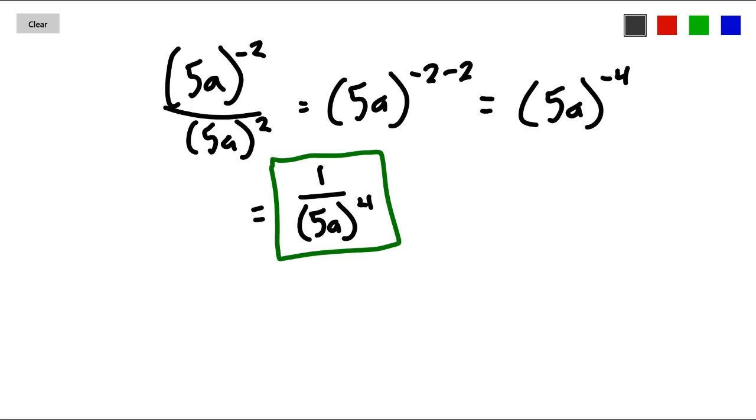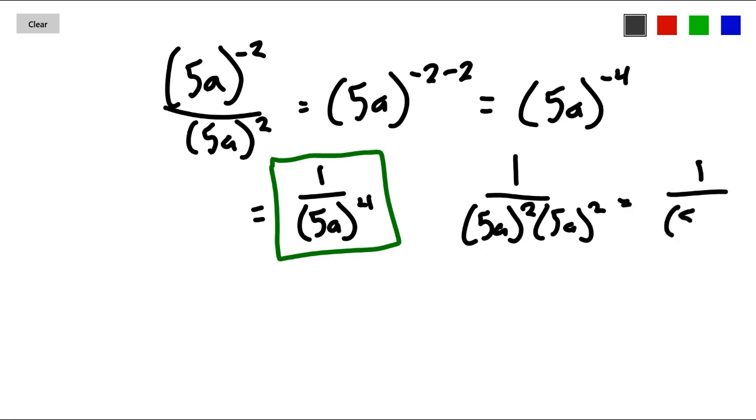Another way to do this is by putting the numerator with the negative exponent in the denominator first, so that you have 1 over 5a squared times 5a squared. And of course, this also just gives you 1 over 5a to the 4th power.